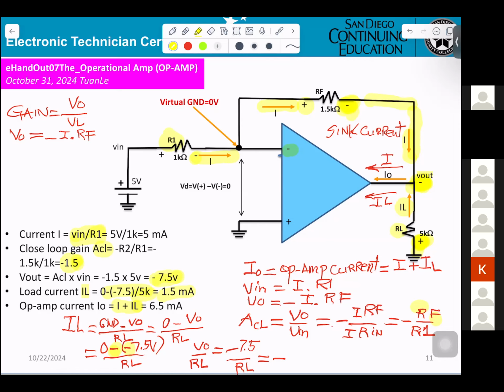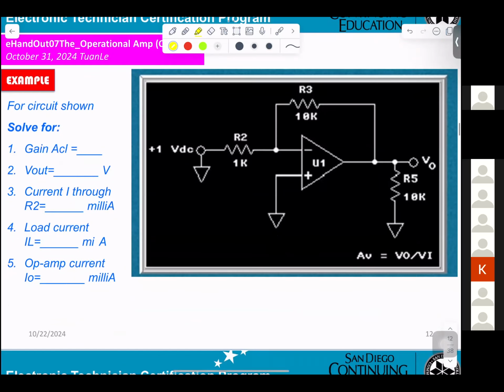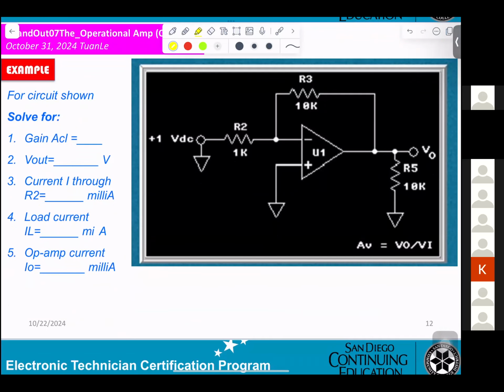Okay, any question about inverting amplifier? The thing is, when you understand, that's very easy for you to work on the level. Okay, you do that calculation for me. I want to know the answer before we keep moving. That's coming out from LTspice.